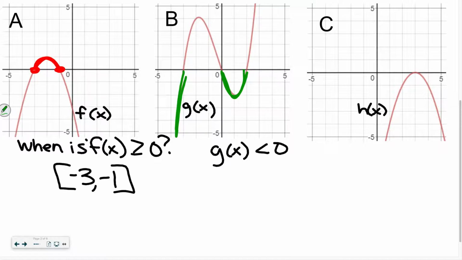Now, again, the x-intercepts are really important points. Would you include them this time? g of x is less than 0?